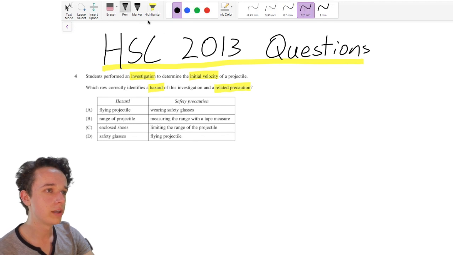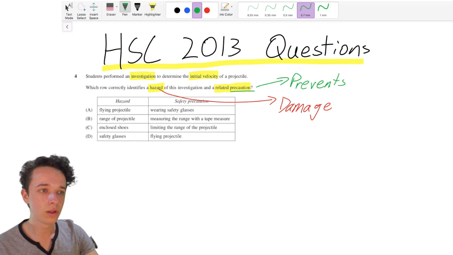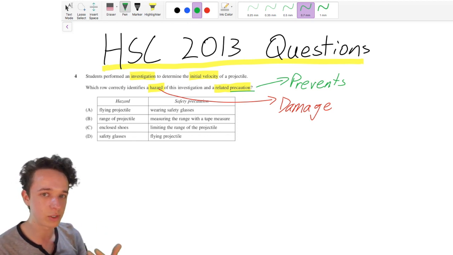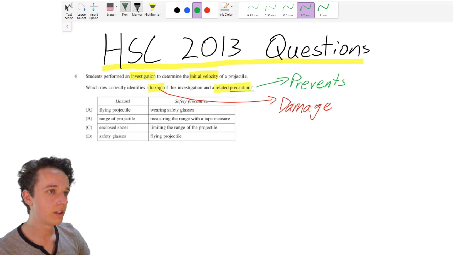So a hazard is something that can do damage, can do a lot of damage. And then a precaution is something that prevents the damage from happening. A precautionary measure is something that you do in order to prevent damage from occurring, in order to prevent the onset of danger, right? So this is a pretty ridiculous question.